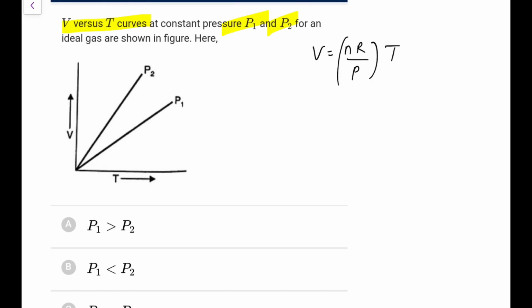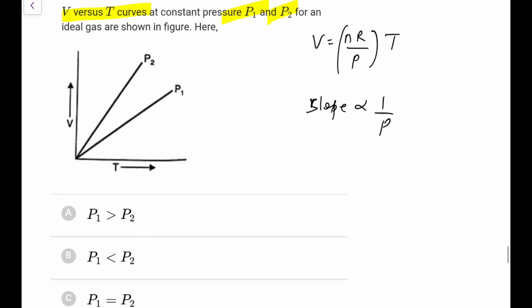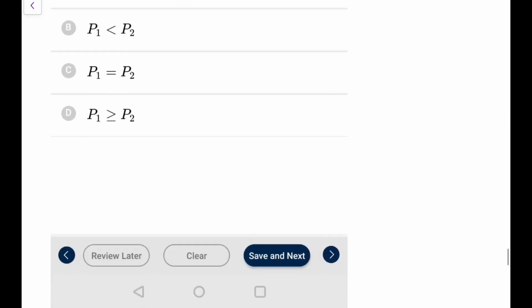So for the same amount of gas, this slope is going to be inverse to P. So lesser the slope, more the P. So P1 is greater than P2. That is what you can write from this logic, assuming moles are same.